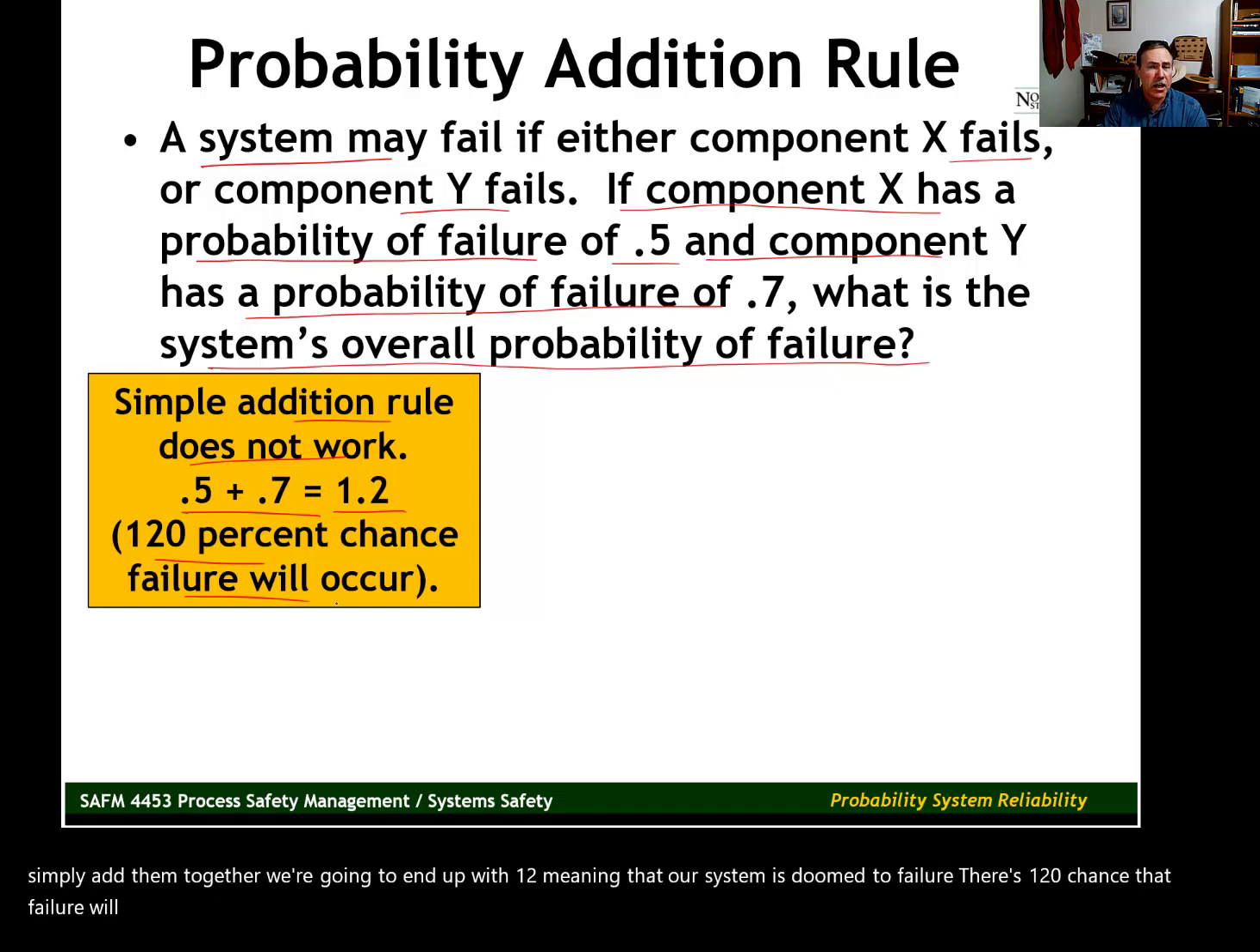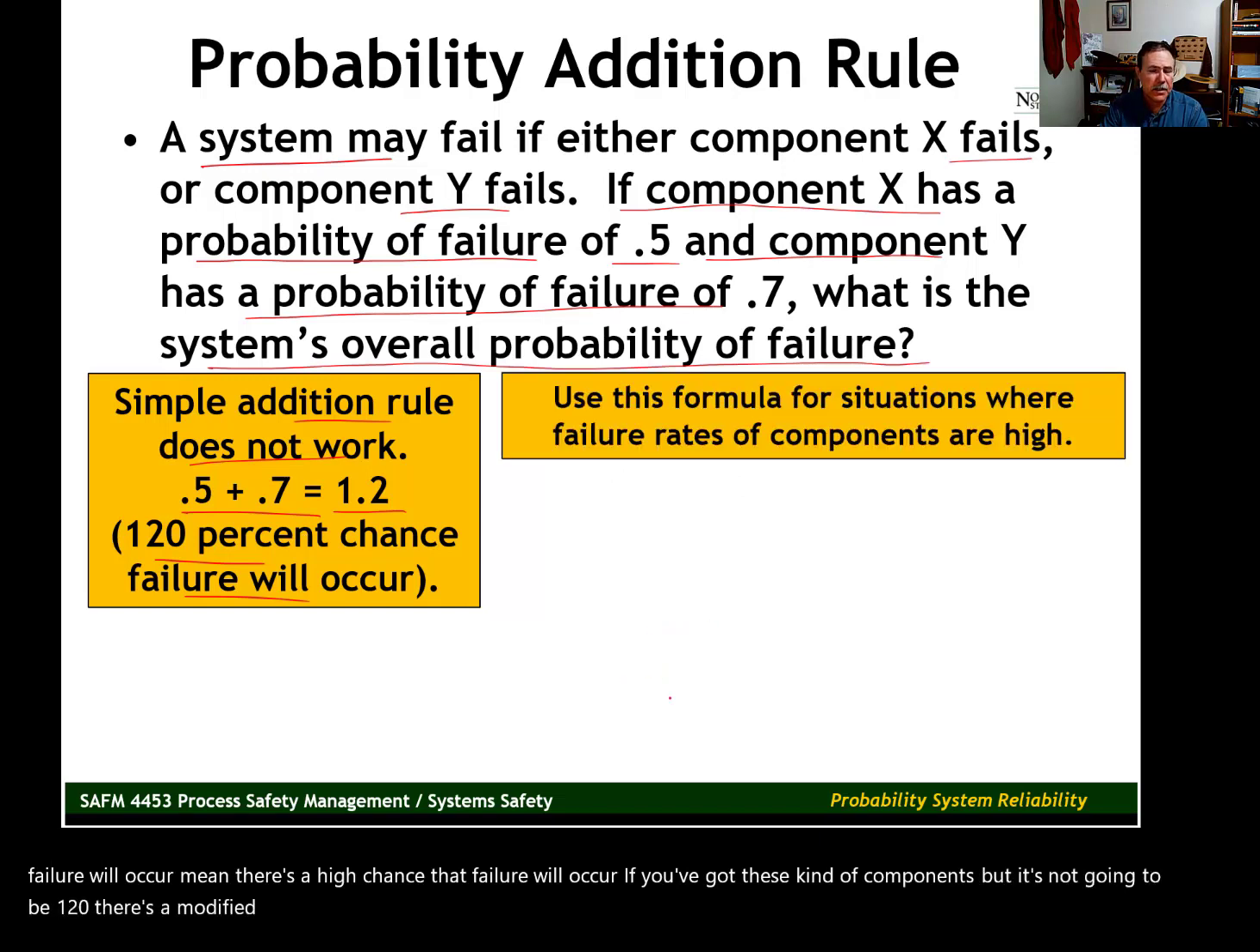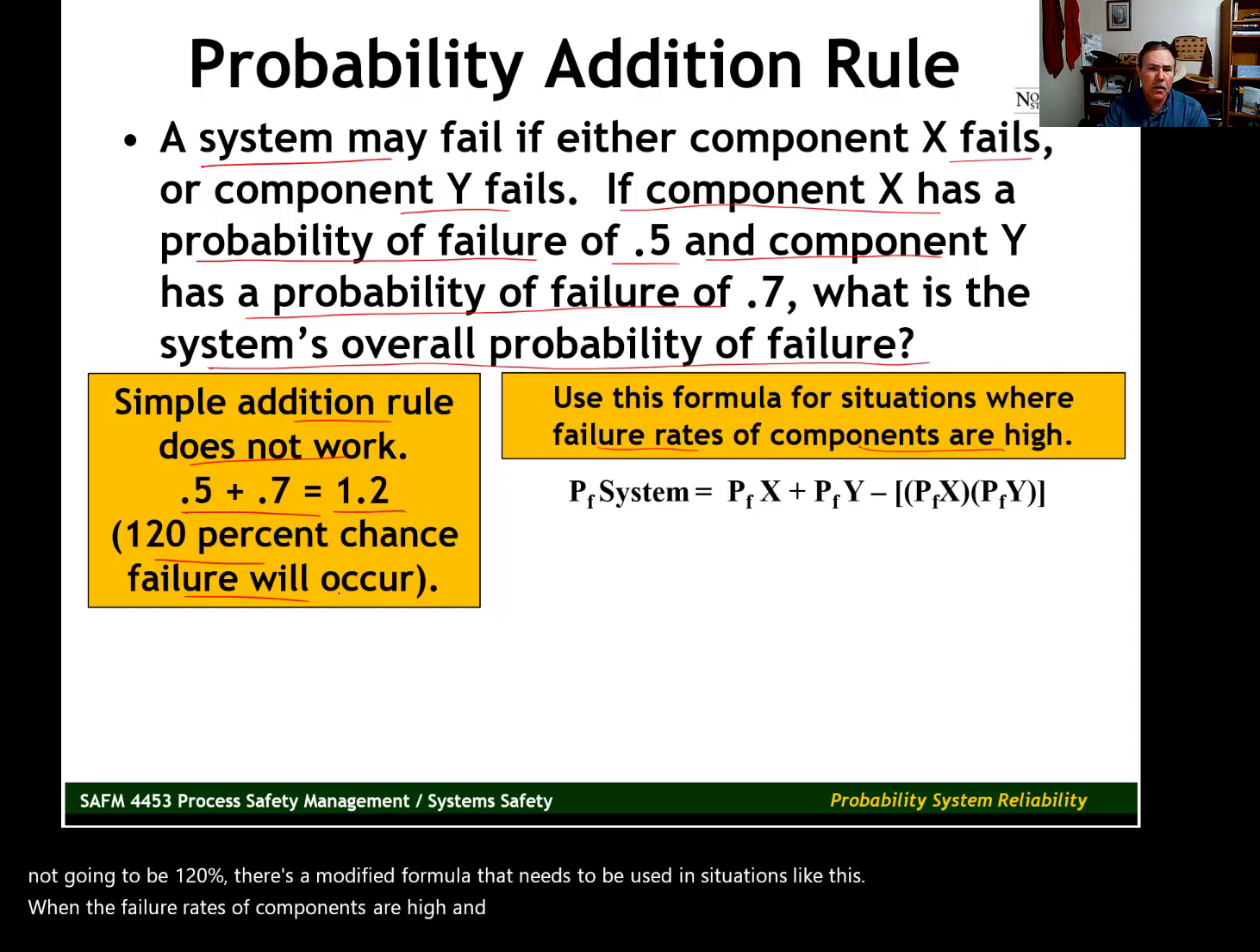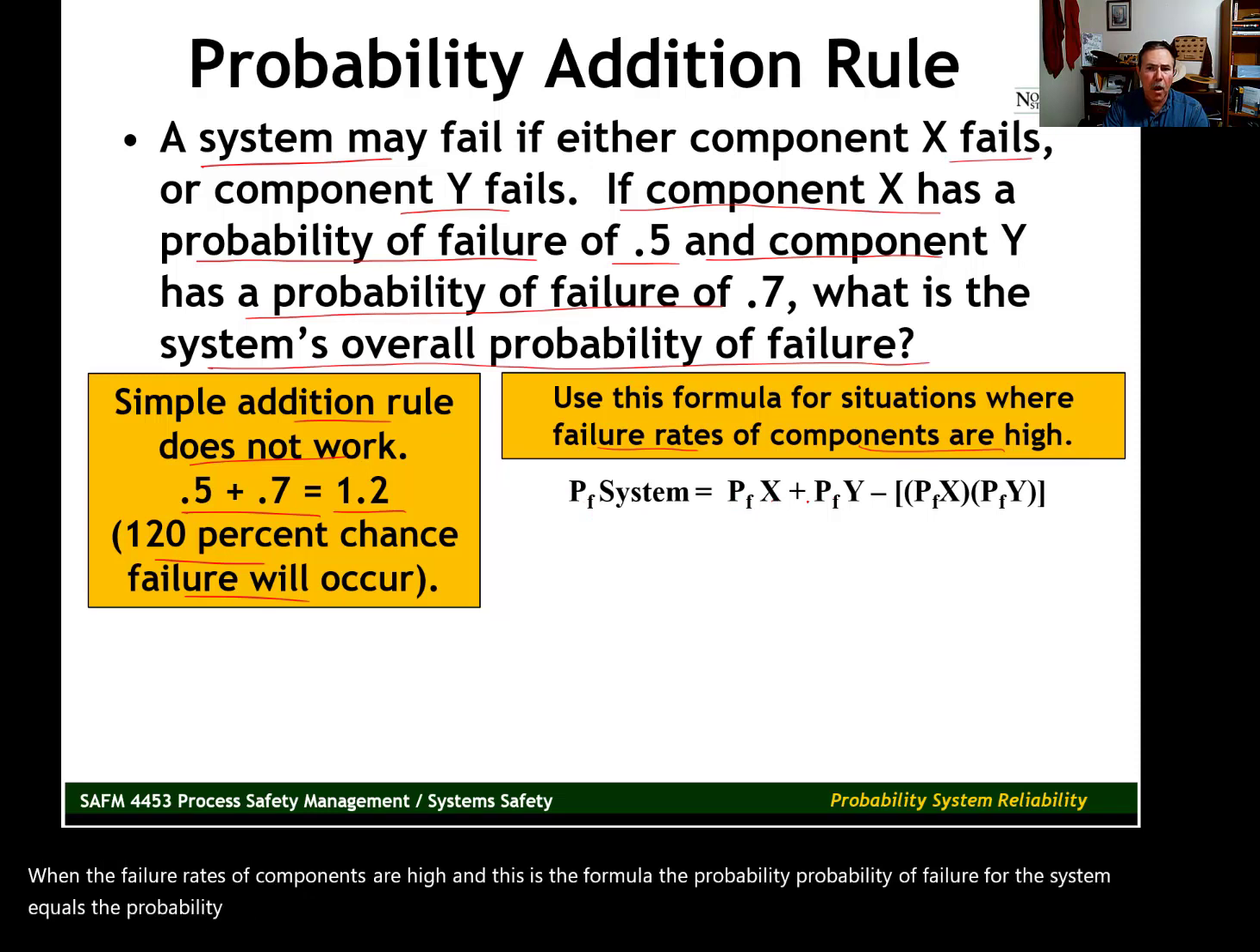I mean, there's a high chance that failure will occur if you've got these kind of components, but it's not going to be 120%. There's a modified formula that needs to be used in situations like this when the failure rates of components are high. And this is the formula. The probability of failure for the system equals the probability of failure for X plus the probability of failure for Y minus the probability of failure for X multiplied by the probability of failure for Y.